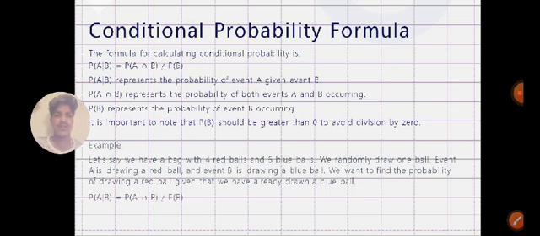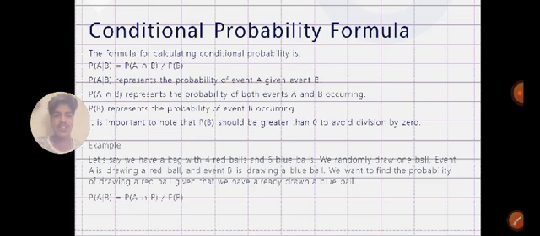Example, let's say we have a bag with 4 red balls and 6 blue balls. We randomly draw one ball. Event A is drawing a red ball and event B is drawing a blue ball. We want to find the probability of drawing a red ball given that we have already drawn a blue ball.